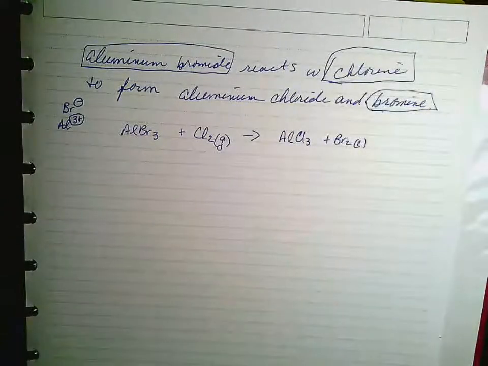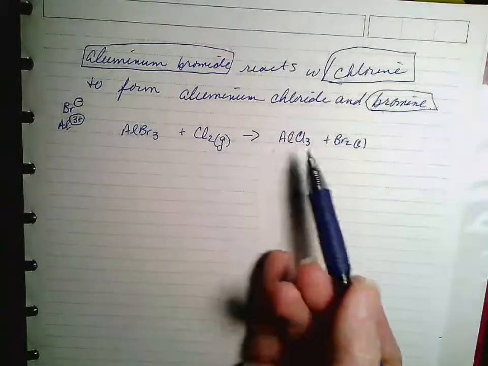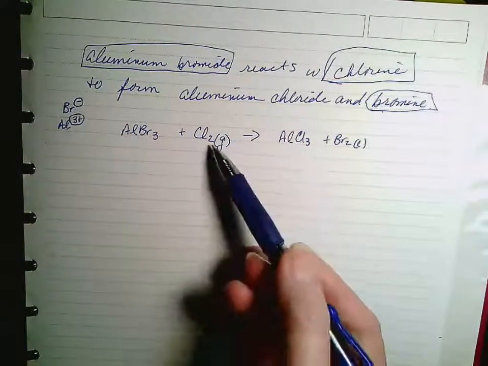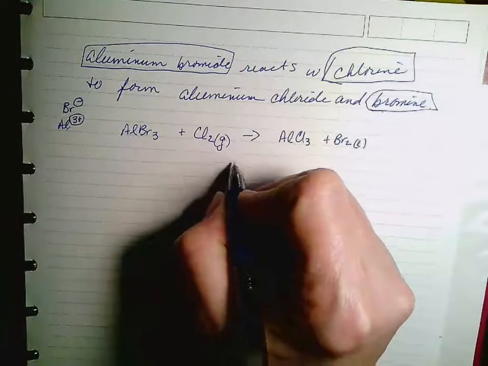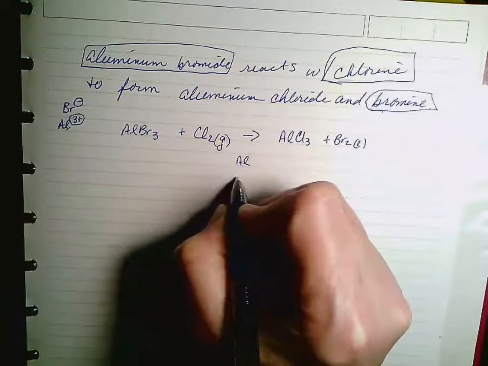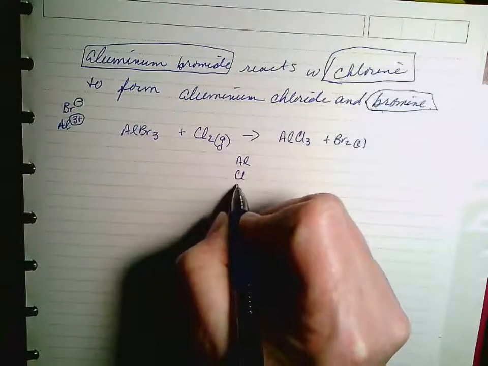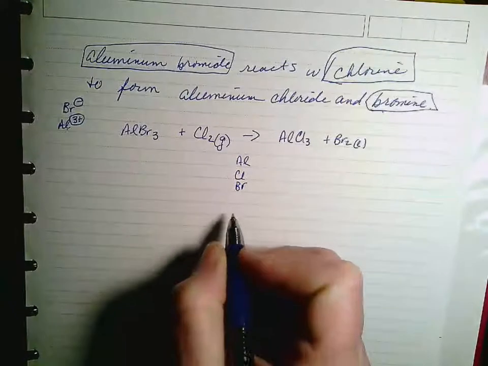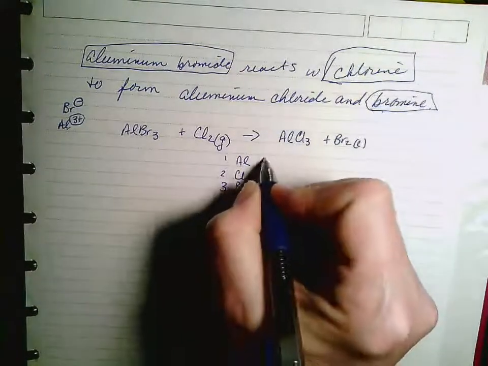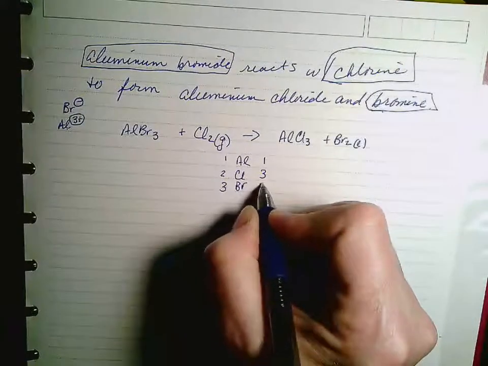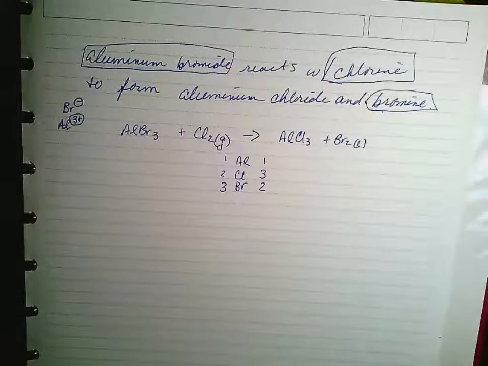Now, this is clearly not balanced. I have 2 chlorines here, but 3 over here. So the least common multiple between those two would be 6. One strategy you can use is to write down the elements underneath your equation arrow. And I have 1 aluminum, 2 chlorines, 3 bromines. 1 aluminum, 3 chlorines, 2 bromines. Clearly not balanced. And it has to be balanced.